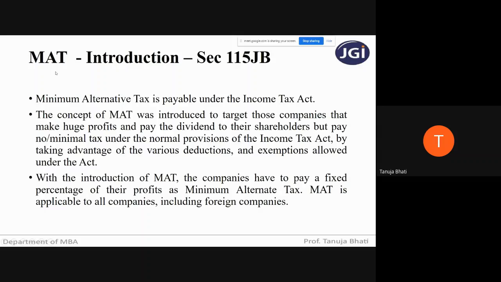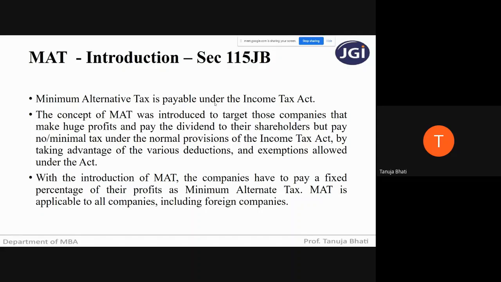So students, remember, MAT is covered under section 115 JB of income tax. MAT is nothing but the minimum alternative tax which is payable under the Income Tax Act. Now pay attention, students. Why was MAT introduced? Many a times, what companies used to do, when I'm talking about companies, it is corporate entities. Students, it does not cover individual, it does not cover HUF, it does not cover partnership, purely corporate entities, that is companies.